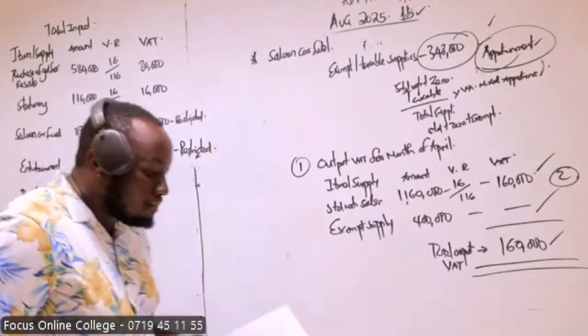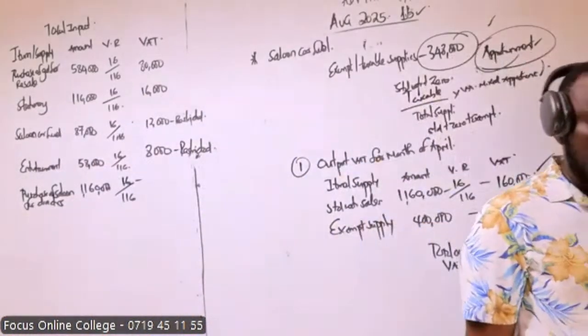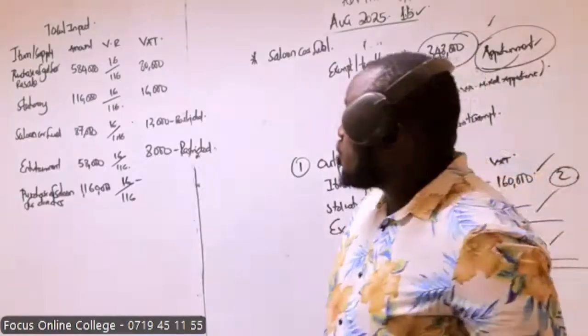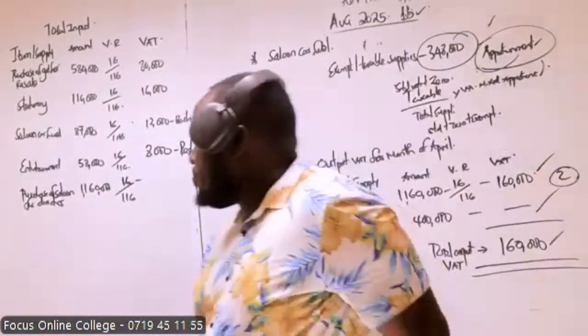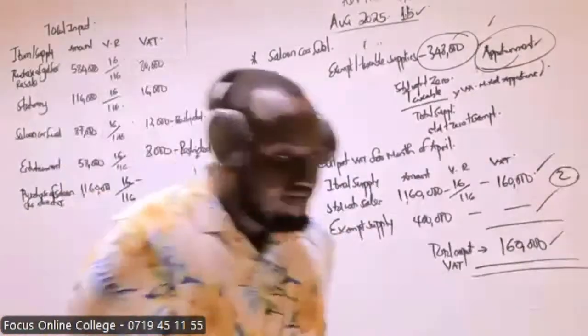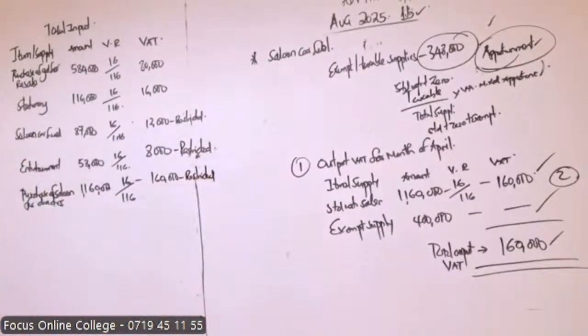So what is the figure we are having for that? So what should that be? So 160. So we proceed to the next. We have imported raw materials.